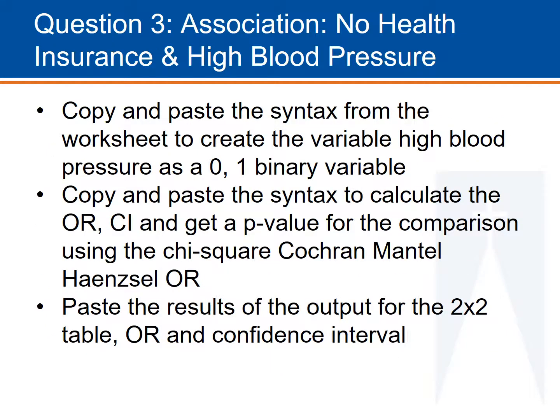From question 3 onwards, all explorations are cross-sectional. It happens that in the survey, most of the exposures in adolescents were not clearly related to outcomes in early adulthood, but the cross-sectional variables showed more clear relationships. Use the syntax to create the variable for high blood pressure as a 0-1 variable. Run the syntax to get the output for the odds ratio, confidence interval, and p-values for the associations and paste these results into the assignment.